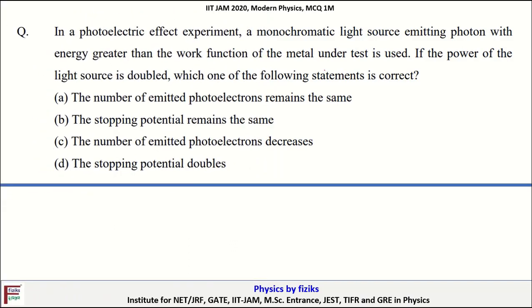We are discussing the IIT-JAM 2020 Modern Physics questions. Here we have a 1 mark MCQ problem.